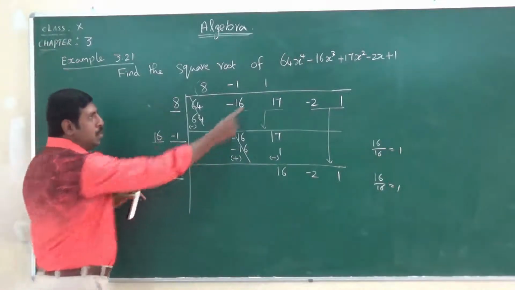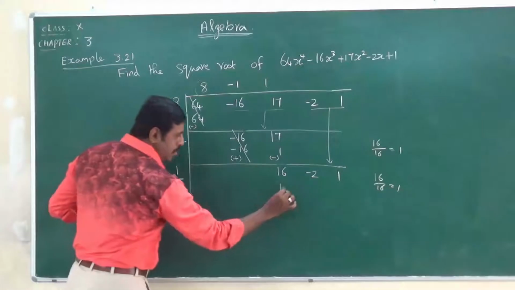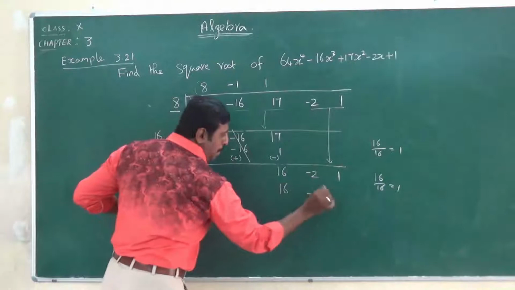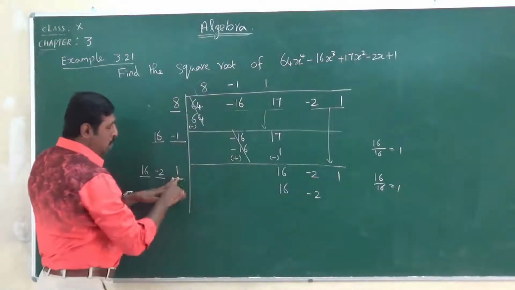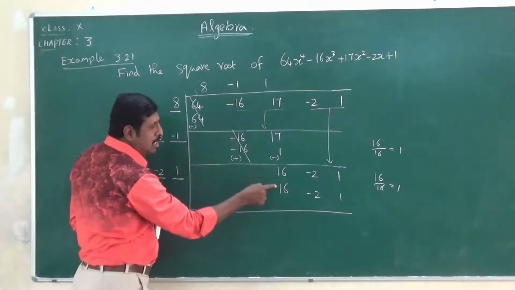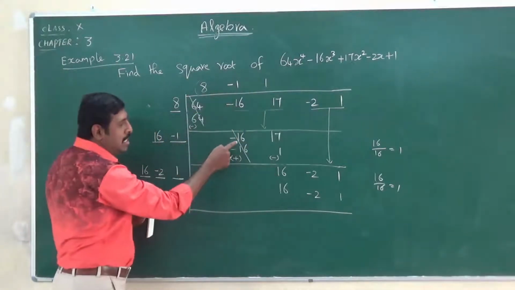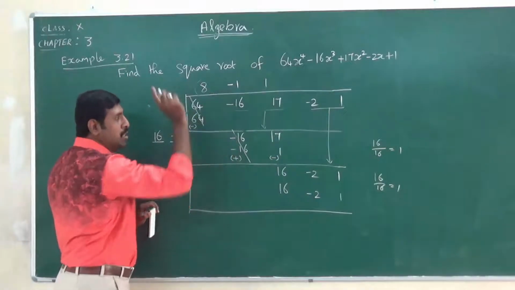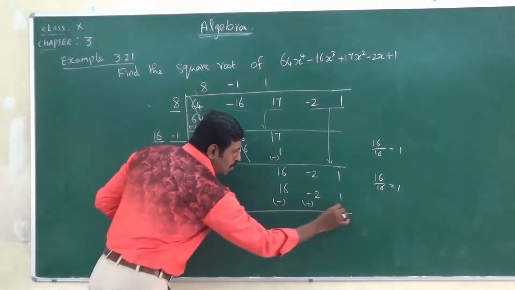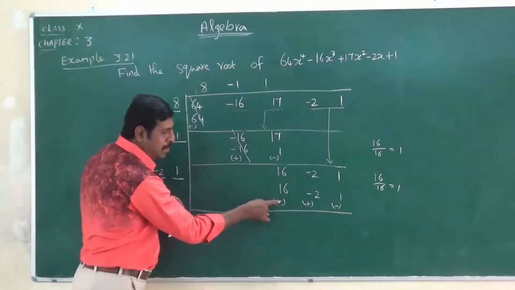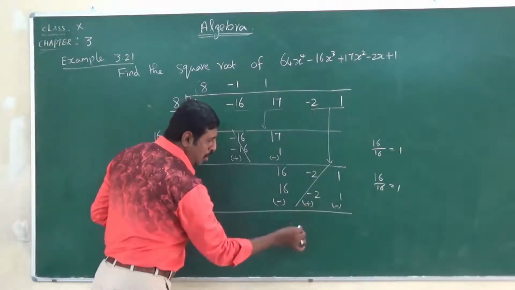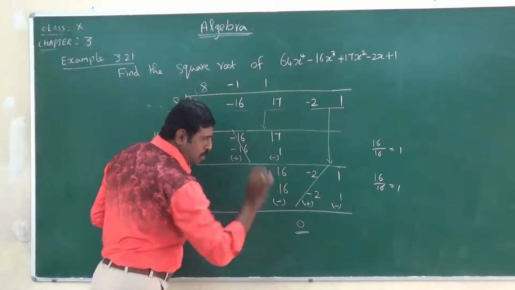Now we have to multiply this. 1 into 16 is 16, and then 1 into minus 2 is minus 2, and then 1 into 1 is 1. See, in this term we have the plus symbol, so we have used plus. The last term has minus, so we have used minus. Now we have to change the symbol for subtraction. So plus 16 and minus 16 cancel, minus 2 and plus 2 cancel, 1 minus 1 is cancelled. So all the terms are cancelled, and we get the remainder as 0.